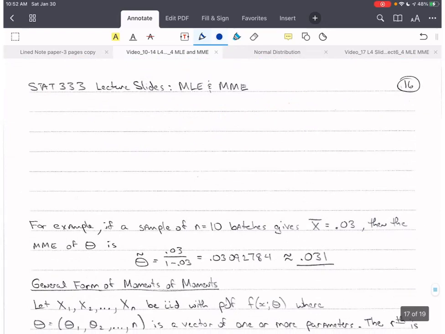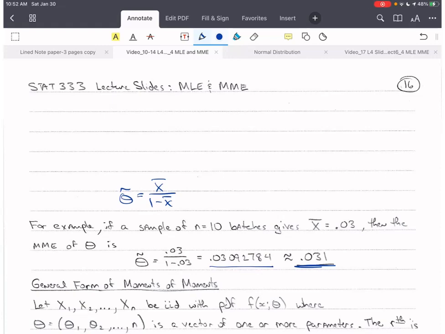Now let's say, for example, a sample of n equals 10 batches gives x bar equals 0.03. Then the MME of theta is given by theta tilde equals x bar over 1 minus x bar. So we plug in for x bar, 0.03 over 1 minus 0.03, and that gives us approximately 0.031 to 3 decimal places.